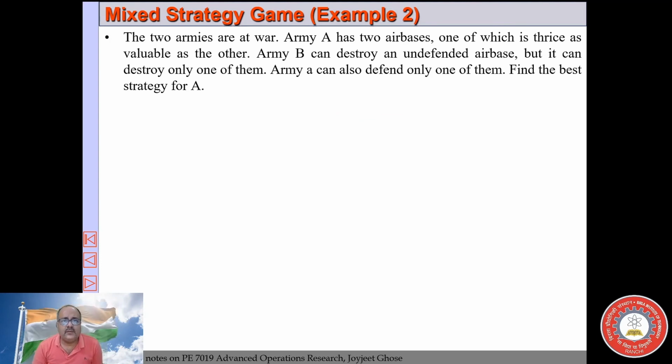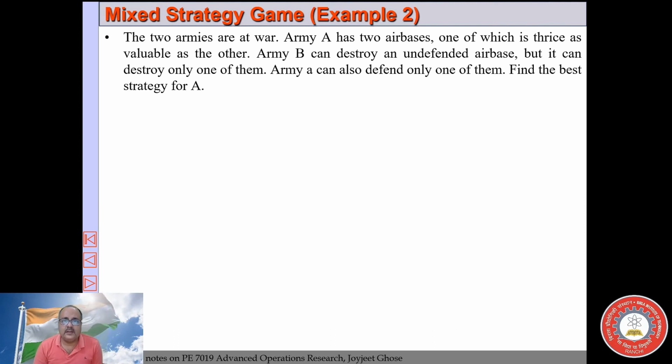Okay, there is another beautiful example to explain this mixed strategy. There are two armies, Army A and Army B. Army A is the defender and Army B is the attacker. Army A has two air bases, one is three times larger than the smaller one, and B can either attack the smaller air base or the larger air base. Army A can only defend one of them. So Army A can defend the smaller one or the bigger one. Now find out the best strategy for A.